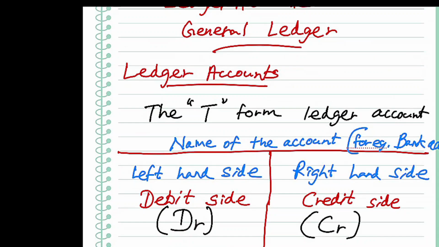See the name of the account, for example, bank account. That means if we have, let's say, 20 types of assets, then we will have how many ledger accounts? 20 ledger accounts. For bank one, for inventory another one, accounts receivable, vehicles like that. Similarly, for liabilities, if we have 10 liabilities, we'll have 10 different ledger accounts. For owners' equity like capital, profit, drawings, we'll have a ledger account. Then don't forget revenues and expenses.